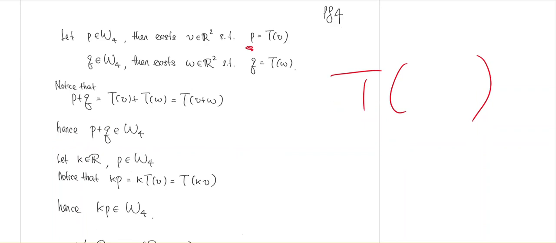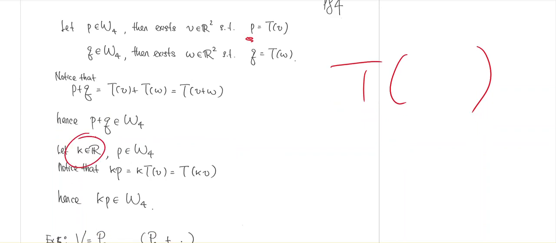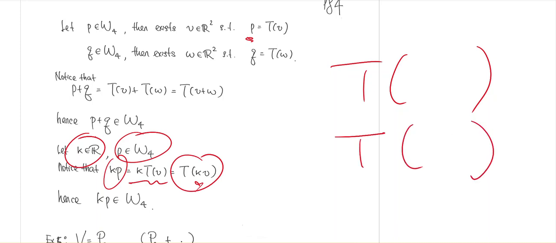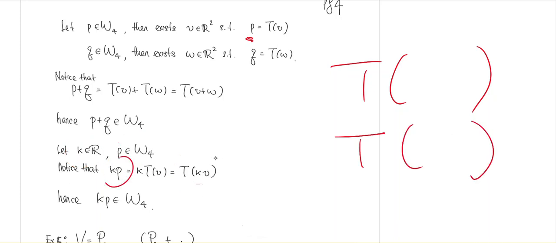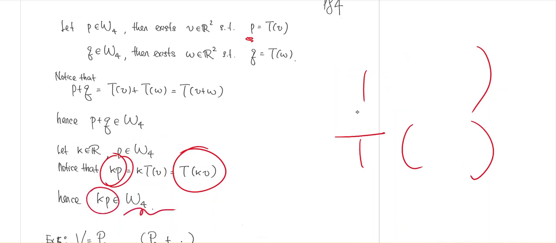Same thing for scalar multiplication. If you have a constant k and a P from W4, your kP will look like this. Because T is linear, you can bring the k inside and you have this. Since we're collecting T of something, and your kP is really T of something, therefore your kP is in W4. Simple as that. As we can see, W4 is closed under scalar multiplication and closed under addition.